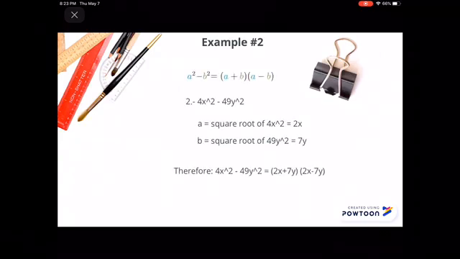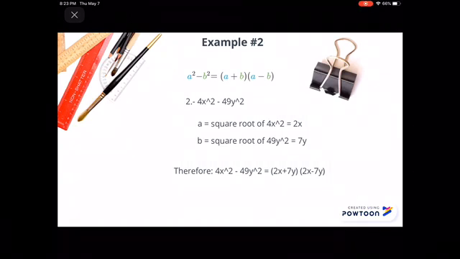For the second example, we have 4x squared minus 49y squared. In this case, a would be the square root of 4x squared, which is simply 2x, and b would be the square root of 49y squared, which is simply 7y. Therefore, our answer would be (2x plus 7y) times (2x minus 7y).